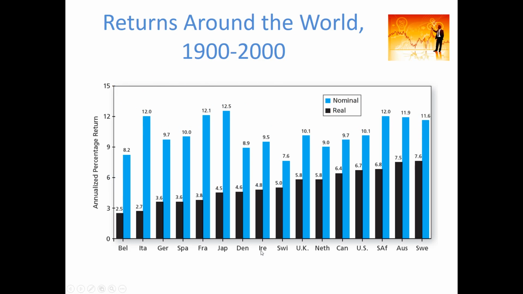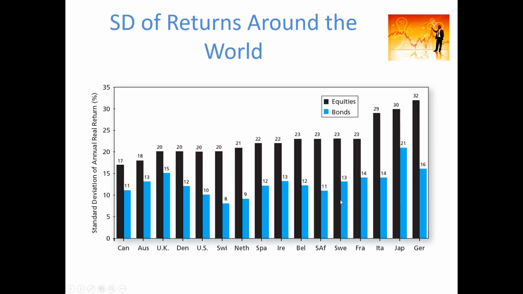So this is the story of equity market returns. You can see this is the annualized percentage return from 1900 to 2004, about a century, for different countries. You can see that returns are historically about 10%. Japan has the highest return over the century, at 12.5% annualized return, and Switzerland has the lowest, at 7.6%. The blue bars are the nominal return and the black bars are the real return.